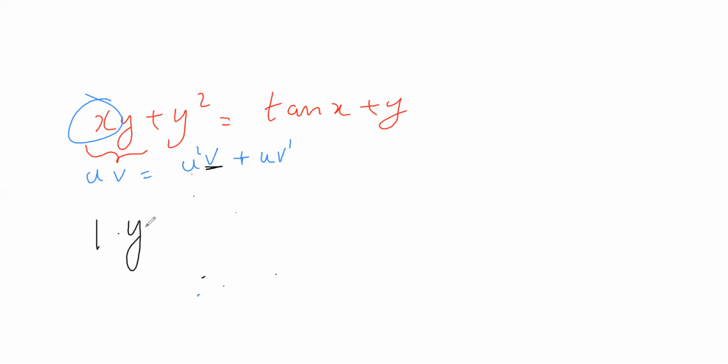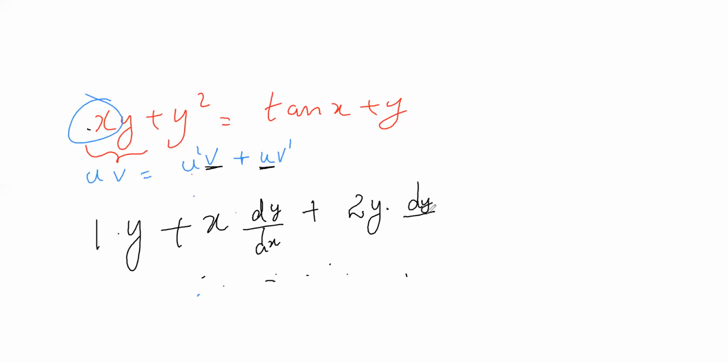What is my v here? y. Plus u v dash. u is x. v dash is the differentiation of y with respect to x, that is d by dx of y. Now is your doubt clear? And what is the next step? y square plus 2y into dy by dx. And what is the tan differentiation? sec square (x plus y) into (1 plus dy by dx). Is it clear now? Yeah, perfect.